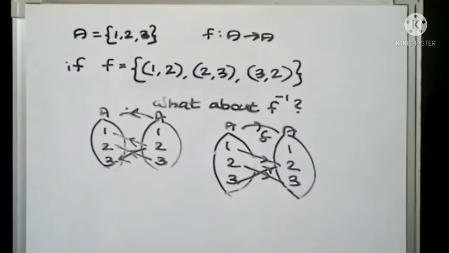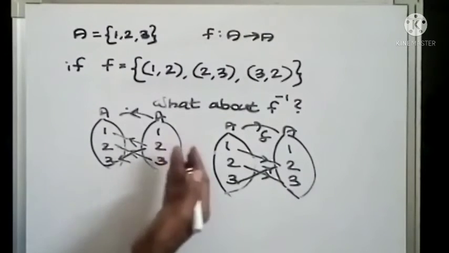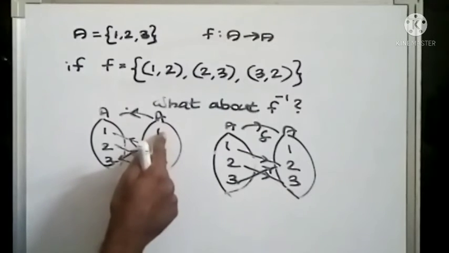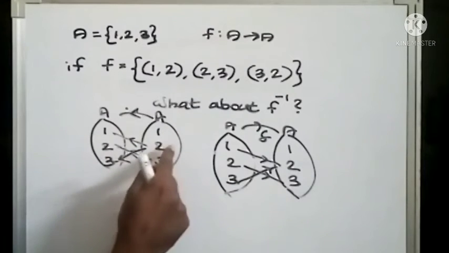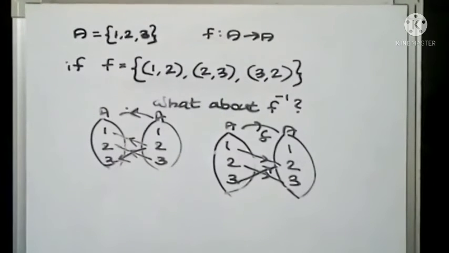You may have got the idea. Here F inverse does not exist. Why? Because if we try to define a function from the second set to the first set, it is not possible. It is only a relation. It is not a function. Why is it not a function? Here 1 has no image, while the element 2 has 2 images. Therefore, the inverse function does not exist.